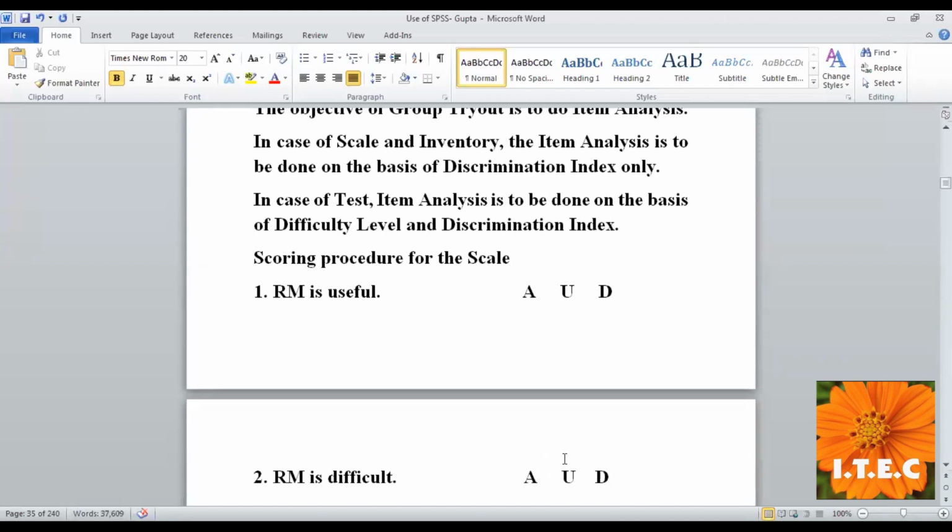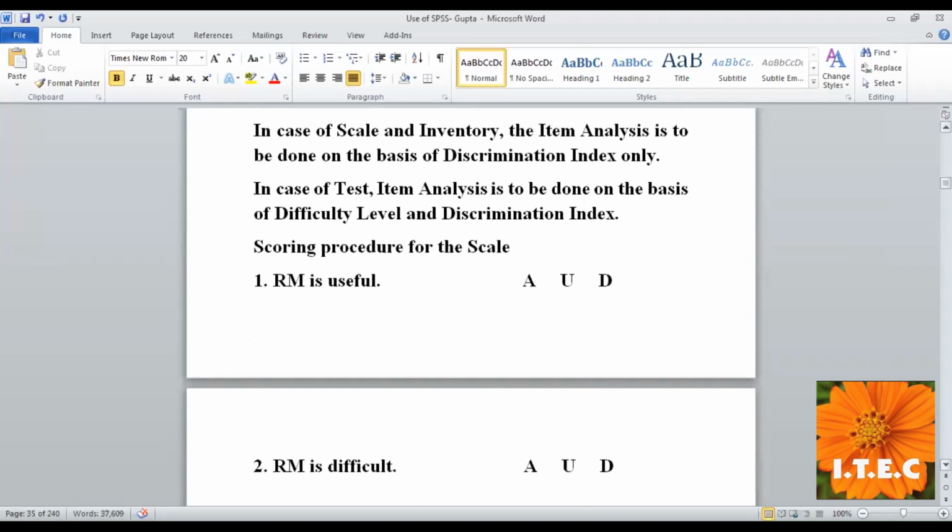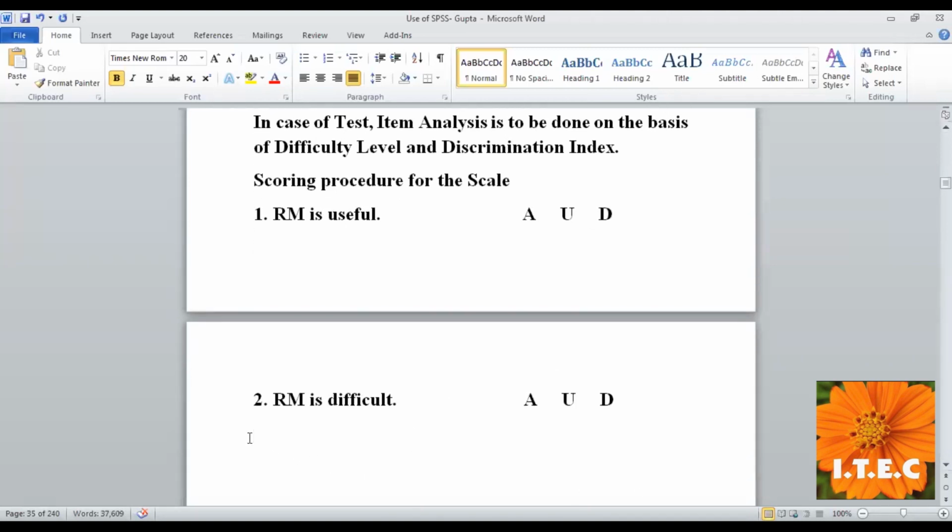Now, here important point to be kept in the mind is the first question, the first item is a positive item. So it is a positive item. And second is a negative item. And there are 3 points. So for positive item, the scoring is as that if it is agree, then you give the 3 scores.